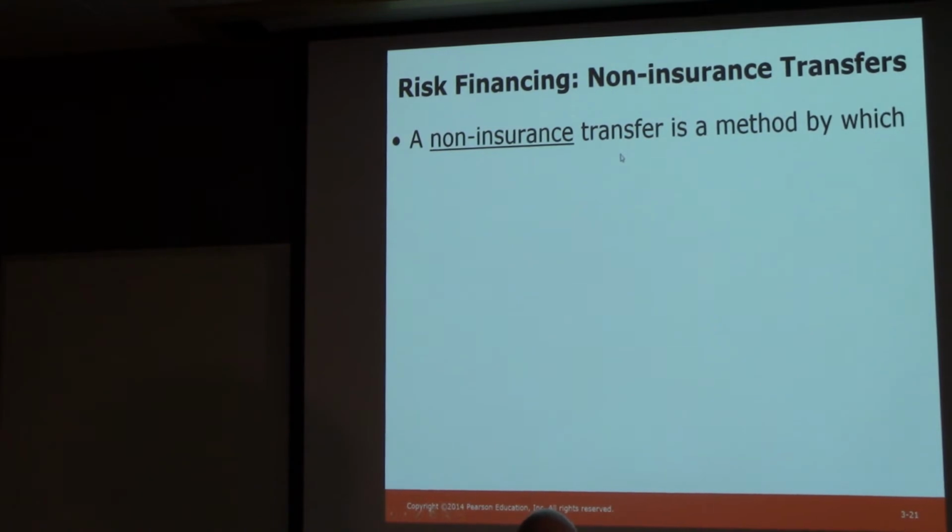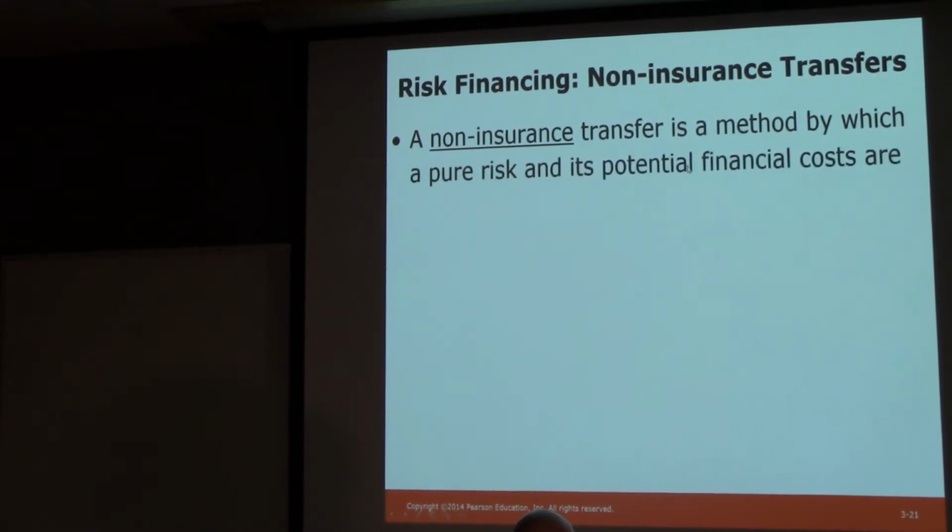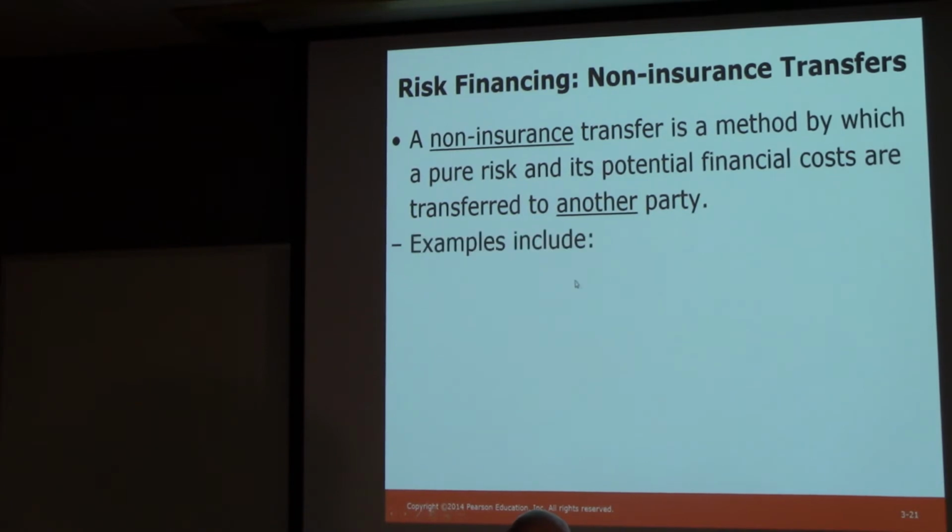So another method of financing, handling risk and losses is called a non-insurance transfer. Okay, so you take a pure risk and you transfer that risk, the cost of covering that, to another party. And examples include things like in the contract. You write a contract that says the other party agrees if there's damage, another party will pay for the damage.